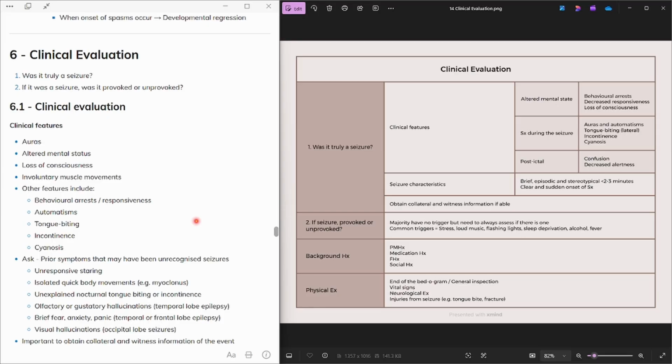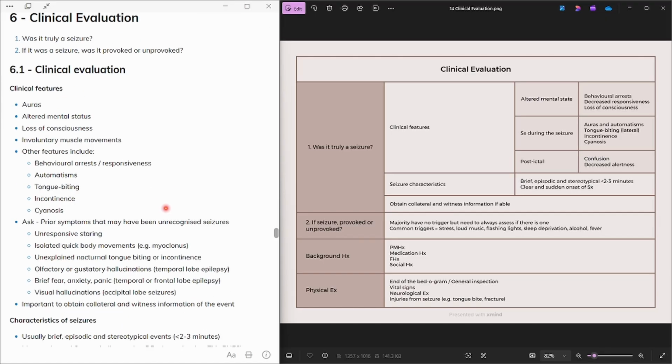Next, we move on to talk about the clinical evaluation of a seizure. And the first thing we need to identify is, was it truly a seizure? So that's part of the workup to rule out other differentials that may mimic a seizure. And the second is that if it was a seizure, was it provoked or unprovoked?